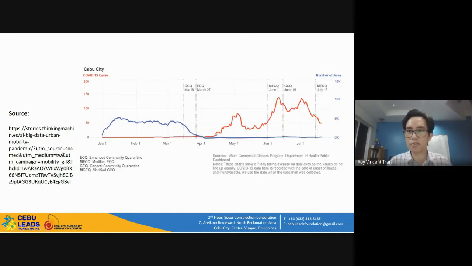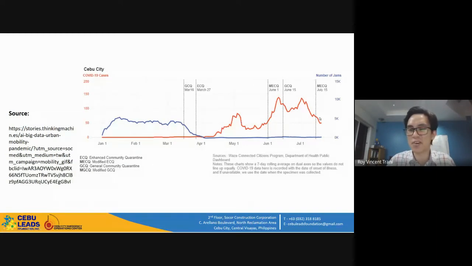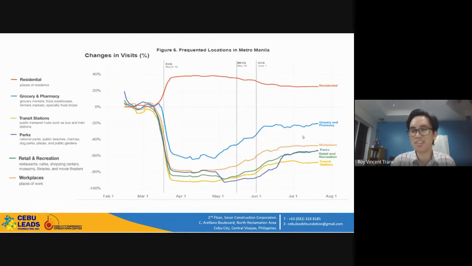And then over here, Cebu City seems to be unique, an exception to the rule. Traffic flows remained pretty low in blue, but the cases still kept going up. So maybe Cebuanos are very good at not using transportation and just walking to other places. I don't know what's going on here. Why in Cebu City is COVID going up, but traffic flow is not? So maybe they're just walking to infected people. I really don't know what's happening. So hopefully, when I get to the summit, I can ask why this is happening in Cebu.